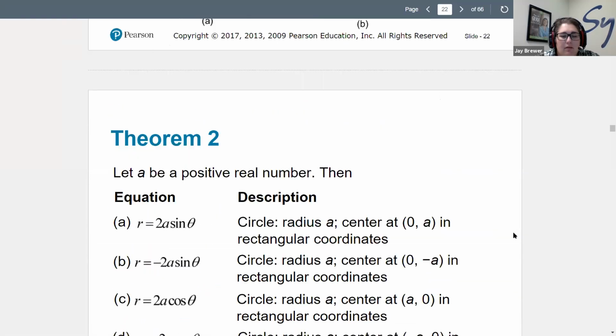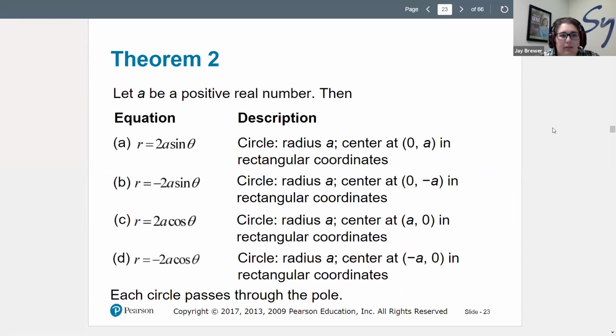Okay. Give you guys a few minutes if you're writing things by hand to write down theorem 2. So if we let a be a positive real number, then we have the following conditions basically. So r equals 2a sine theta, your radius is going to be a, the center is going to be at (0, a). If you have r equals negative 2a sine theta, then your radius is a, and then your center is at (0, negative a).